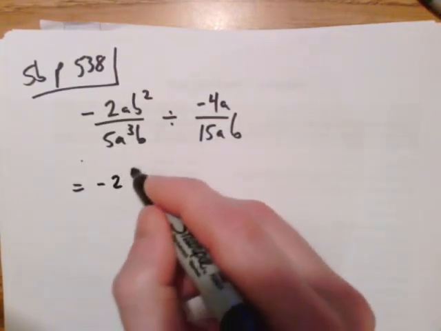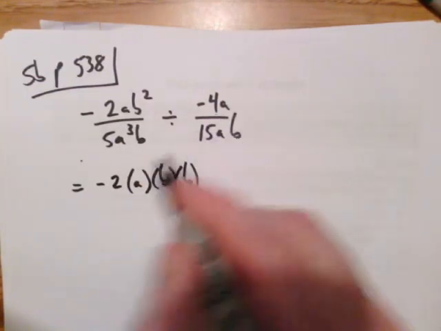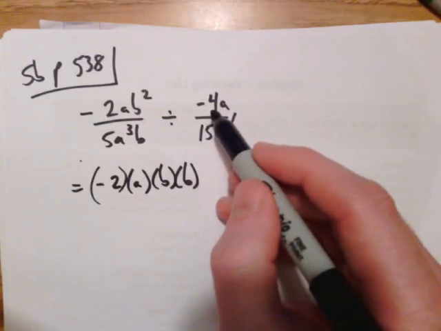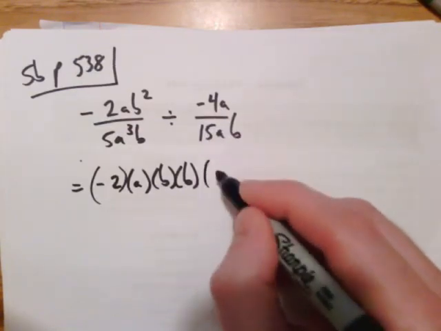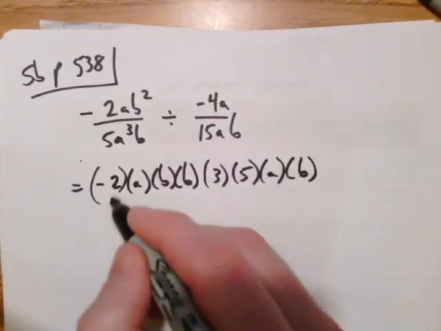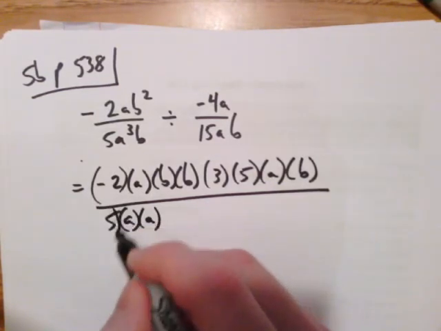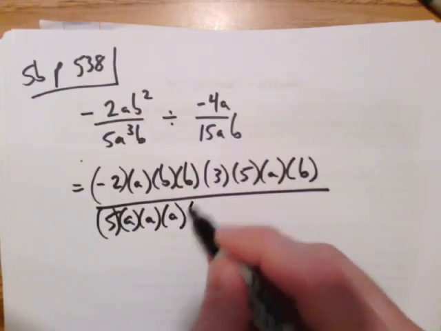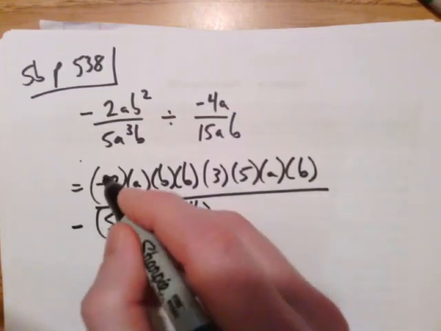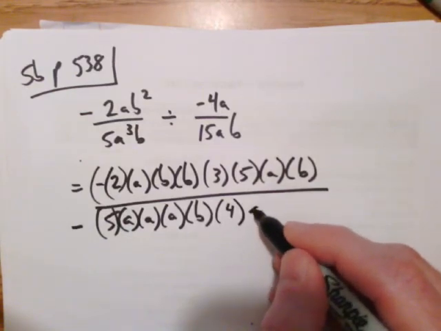So negative 2 times A times B times B. Okay, that's this. I'll put the negative 2 in brackets. Could have left the negative outside. Anyway, so now this is 15AB. 15 is 3 times 5. And then A, and then B, all over 5 times A times A times A, because there's 3 of them, 1B. And then here it's negative 4. I wish I would have left the negative on the outside. There I did. Times 4 and A.